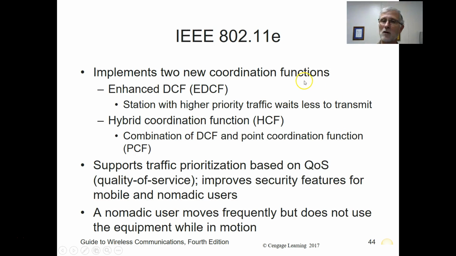It does have a couple more coordination functions, enhanced and hybrid coordination functions. But it just says, hey, I want to enhance, I want to give a higher priority, and just wait a lesser amount of time. The hybrid says it's a combination of this and a point coordination. So it allows me now to support quality of service to improve mobile devices and users.